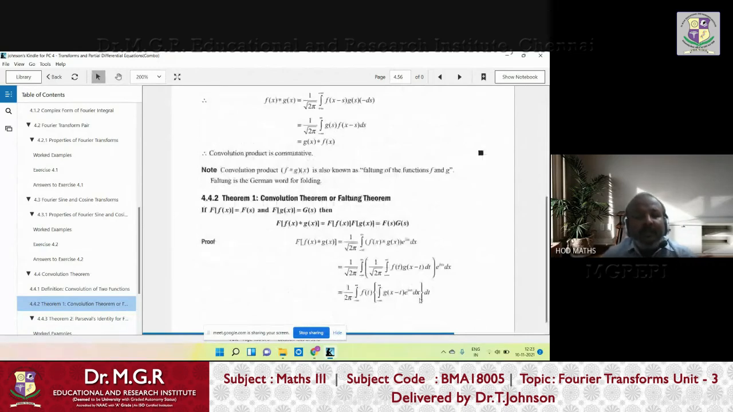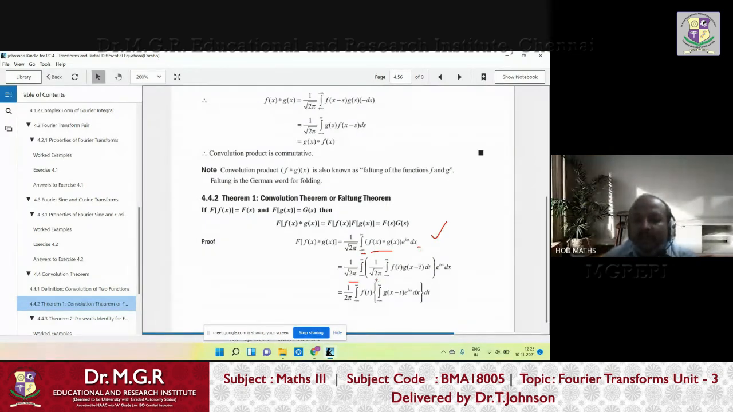By definition, what is f convolution g? I already told you, f convolution g is again a function of x only. So the Fourier transform of f of x convolution g of x is defined by the definition of the Fourier transform as it is. And then we put the definition of f and g here. Remember, this is the outer integral. Here in the outer integral, the variable is x.